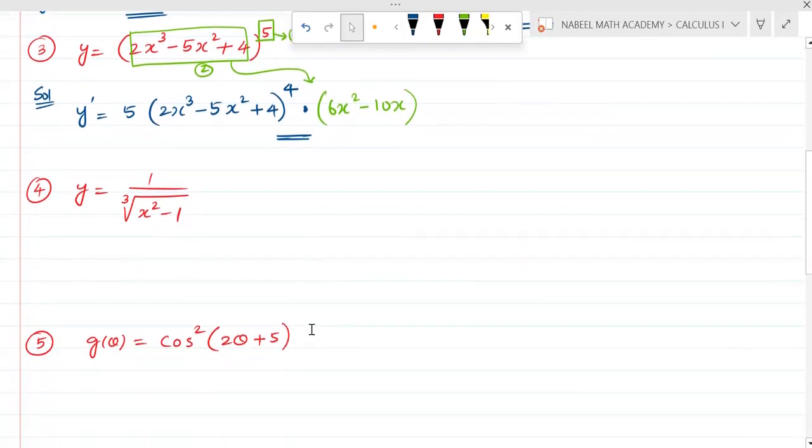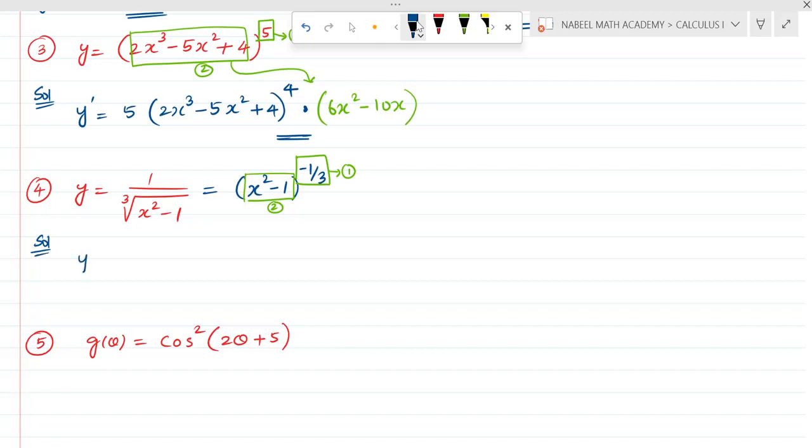And similarly, we will have 1 over the cube root of 3. So I can rewrite this step as (x squared minus 1) to the power minus 1 over 3. Now when you apply the power, what is the derivative? First is the power, you have to do. The number 2 is inside, so you have to go with the inside. So y prime is equal to minus 1 over 3 times (x squared minus 1) to the power minus 1 over 3 minus 1. And the remaining terms will be inside, the same.